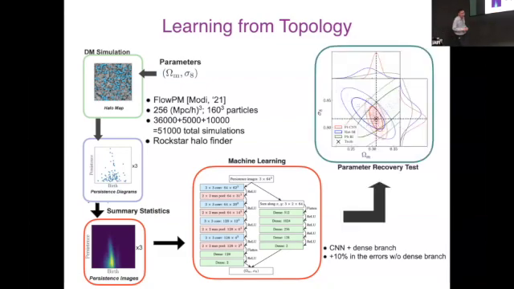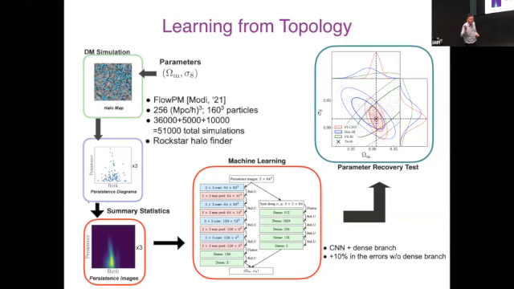And finally, we conducted a parameter recovery test to compare our machine learning inference model based on persistent images with the standard Bayesian inference on the power spectrum and the bispectrum persistent diagrams.